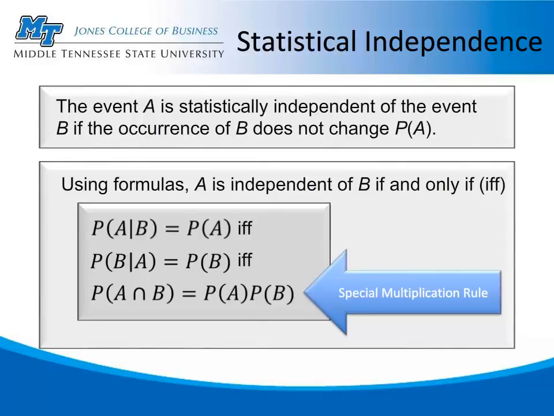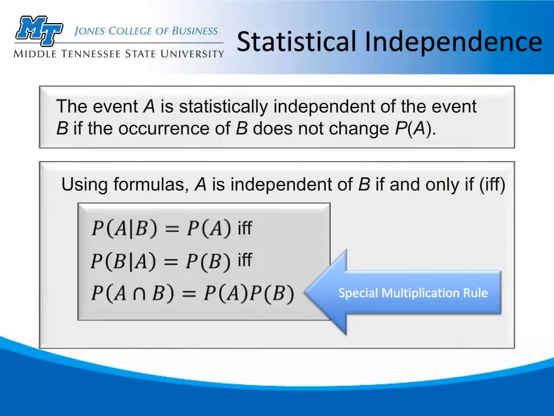Now if you look at the multiplication rule, it states that the probability of A and B is equal to the probability of A given B times the probability of B. But if they're independent, you can replace the probability of A given B with the probability of A. And if they're independent, that means that the probability that they both occur is the product of their probabilities. It makes it really simple to do problems if you have statistical independence, because all you have to do is multiply the probabilities together.